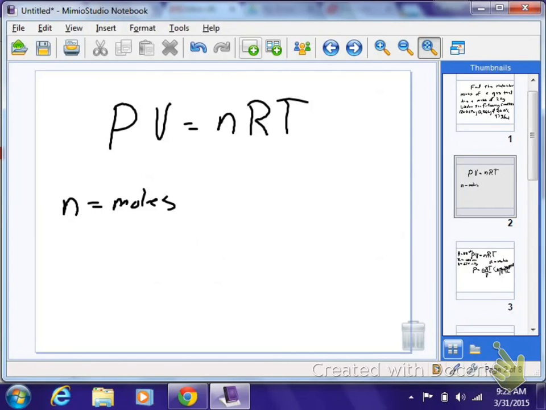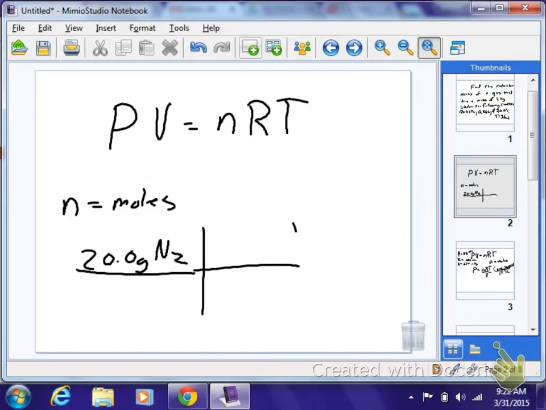So PV equals nRT, n is equal to moles. If I give you grams, let's say I give you 20 grams of nitrogen gas, how do we change that to moles? Gram to mole ratio. 20 grams, right, gram to mole ratio. So down here we put 28 grams, because I add two nitrogen together, and that gives me 1 mole, right?